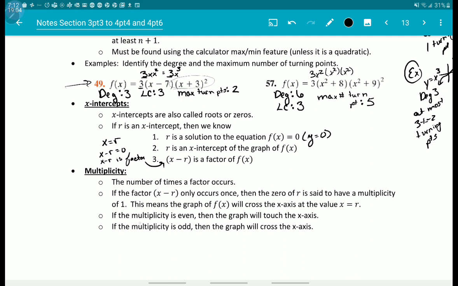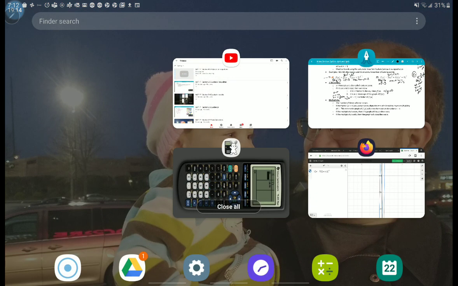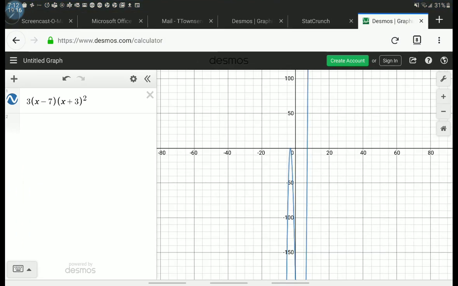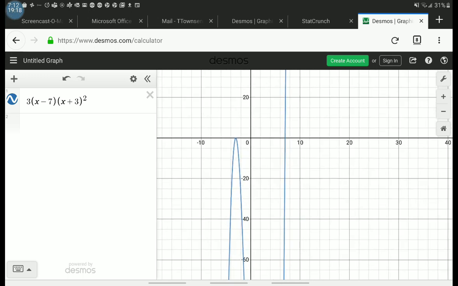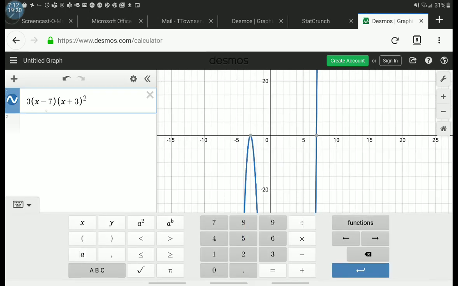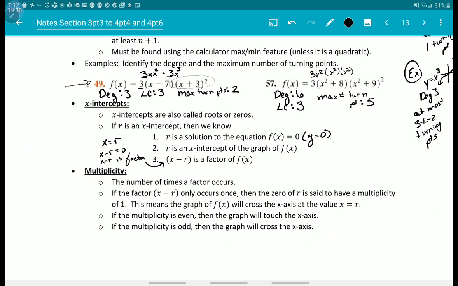Now, if the multiplicity is even, that means the graph's going to touch the x-axis. So we would expect this graph to touch the x-axis at -3. And that's exactly what we saw in that picture. Here's that picture of that one that we were just talking about. Here's -3. Do you see how that graph is touching the axis there? That happens because the multiplicity is an even number.